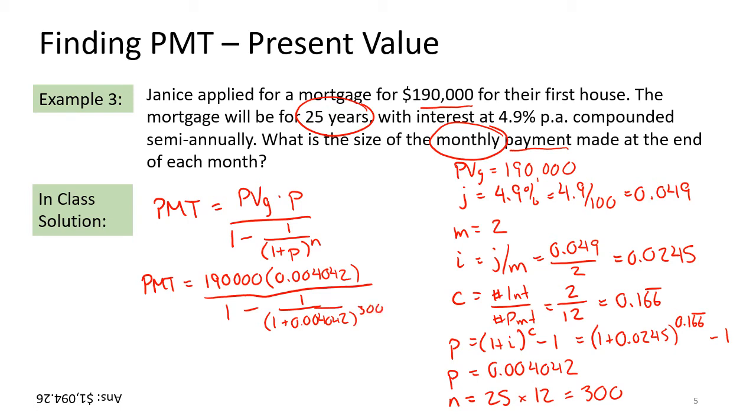Again, I'm going to show you this in steps. The numerator, if you calculate it out, you should get $767.98, divided by 0.70185. Again, those numbers are slightly rounded. And if you place that in your calculator, you'll get a payment of $1,094.22.